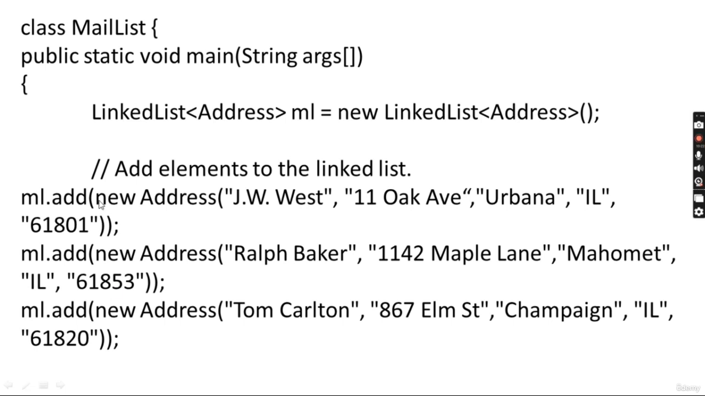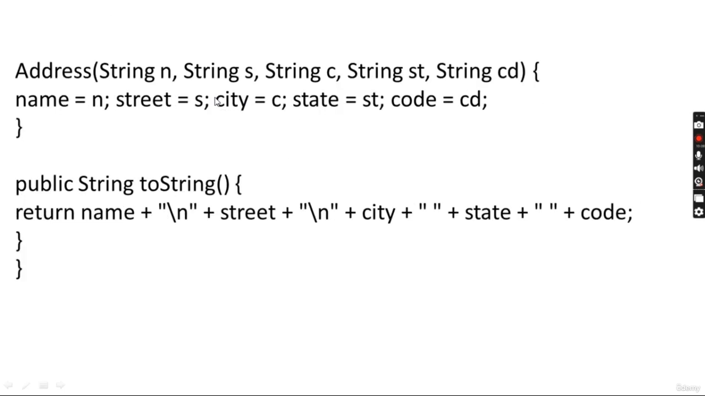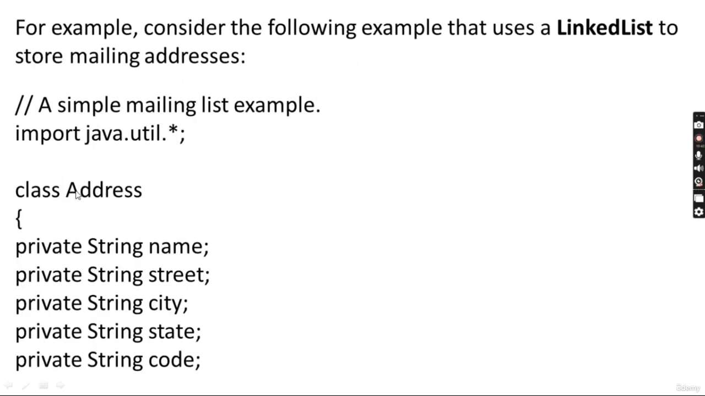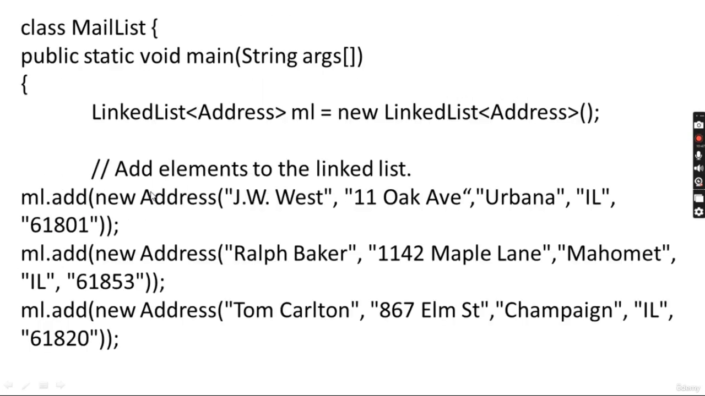So what is the important thing to notice over here? This is the important thing: Address. Address is not a built-in type. It is not a String, it is not a float, it is not a char, and so on. This is the class that you have created over here. So in a collection, you can store any type of object, including the classes that you create. This is the proof of that.